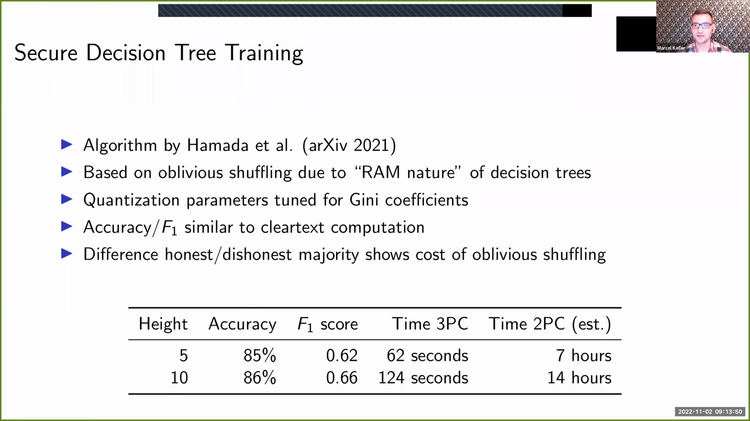Marcel, can you hear me well? Yes. Okay, just a quick question. Is some of this time in the 2PC part a pre-processing phase that is independent of the inputs? Or is all of it dependent on the inputs?